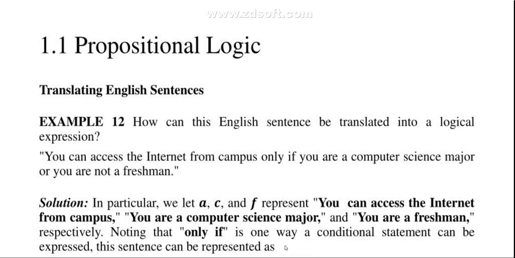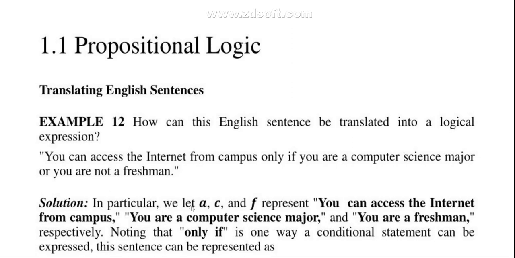So again we have another example, and you can see the example. How can this English sentence be translated into a logical expression? The statement: you can access the internet from a campus only if you are a computer science major or you are not a freshman. So you can see it's a combination of three sentences. You can access the internet from a campus, that's one. "Only if" means conditional. You are a computer science major, that's another. Then you can see "or", and you know about the "or" using a disjunction proposition. You are not a freshman.